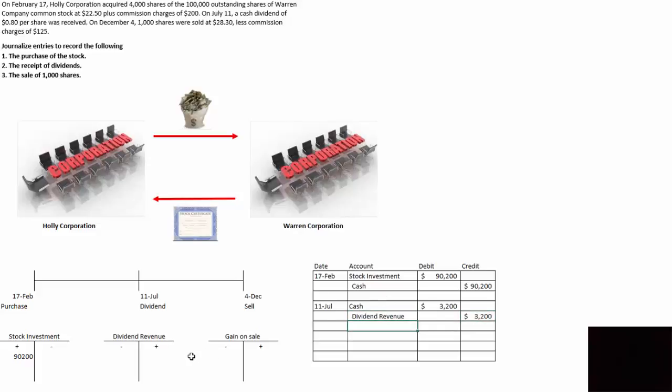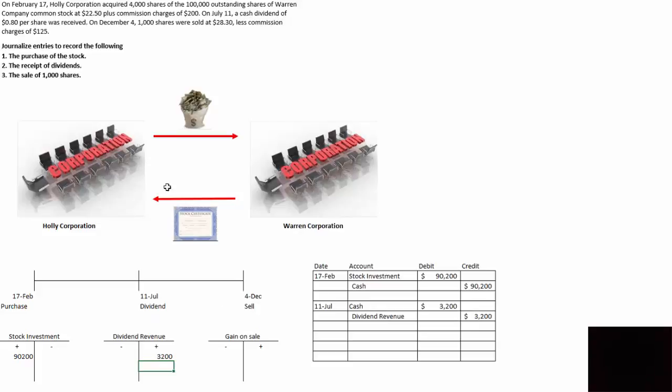Cash, I don't have a cash T account here, but cash would go up by $3,200. That's an asset. And dividend revenue is a revenue account that increases by $3,200. So debits equal credits, right? This is an income statement item. This is a balance sheet item. And we have correctly accounted for the dividend on July 11th.